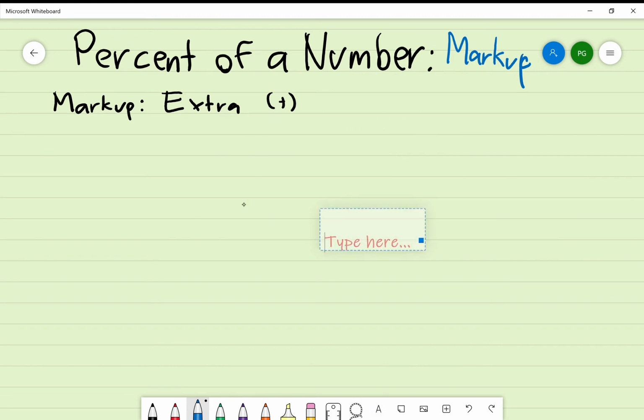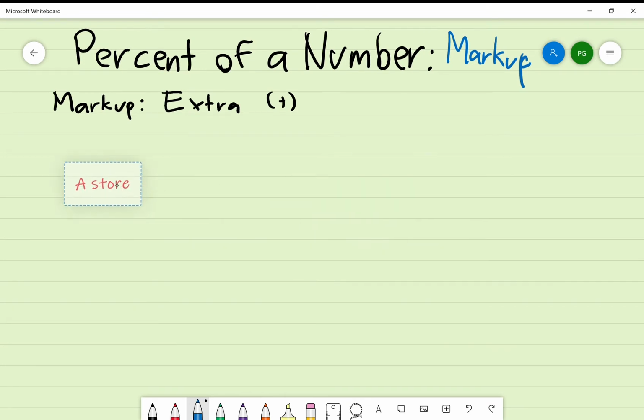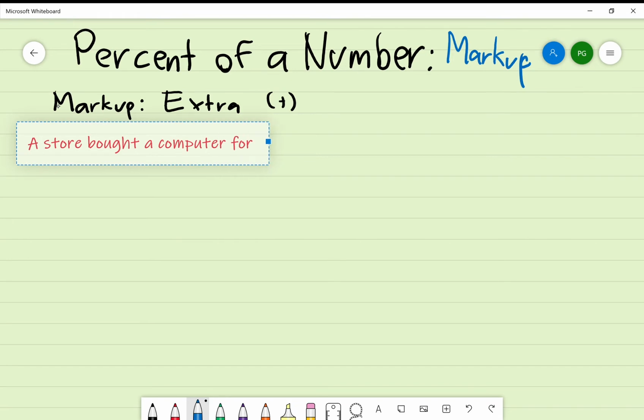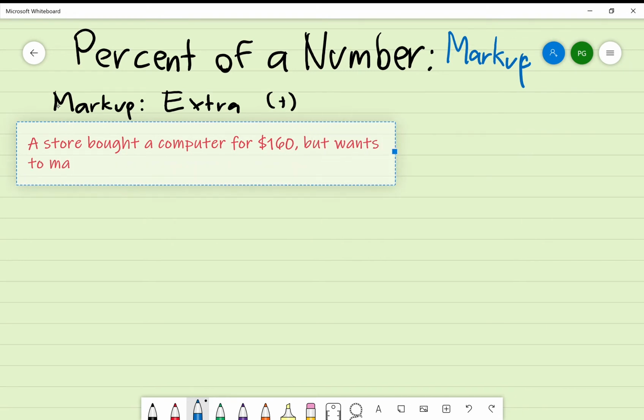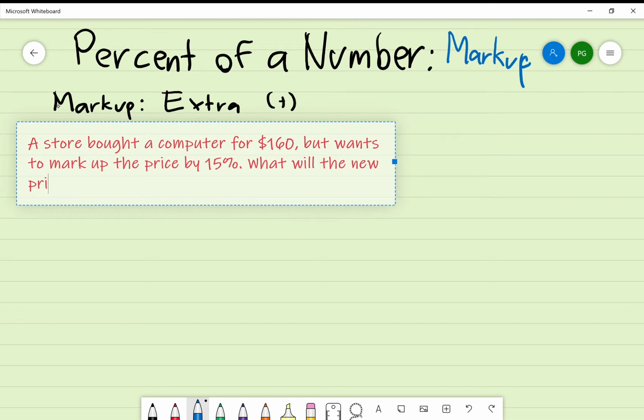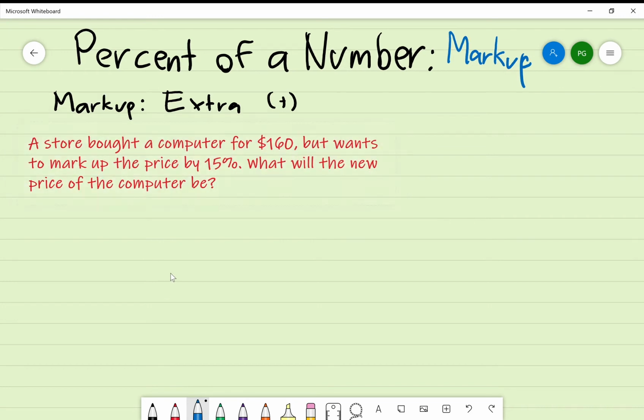So let's imagine we have two different types of word problems, right? Let's say here, a store bought a computer for $160, but wants to mark up the price by 15%. What will the new price of the computer be? Okay, so markup is something extra. It's something additional, right?